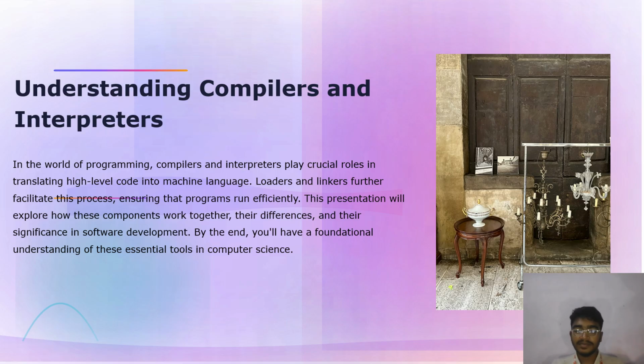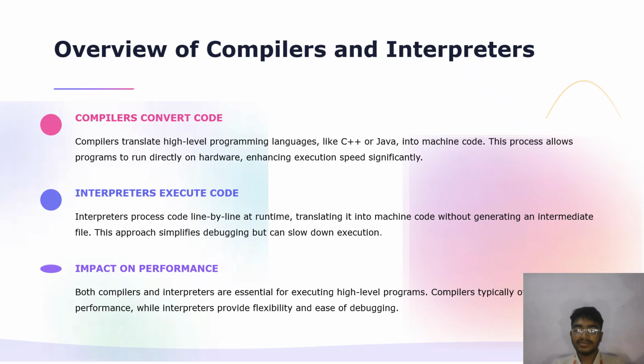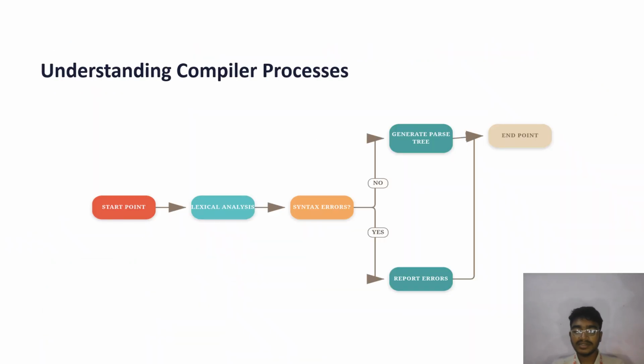Software development overview of compilers and interpreters. A compiler translates the whole source code into machine code before execution. An interpreter executes the program line by line during runtime. The key difference is that compilers focus on speed and efficiency, while interpreters focus on flexibility and easier debugging.